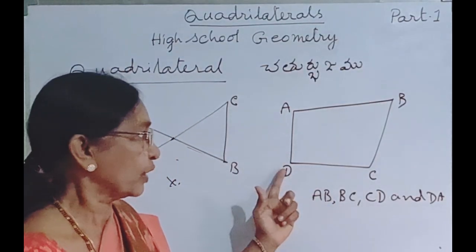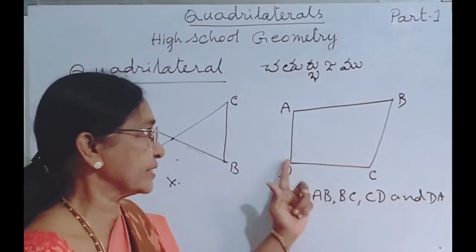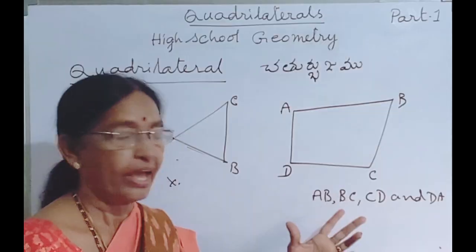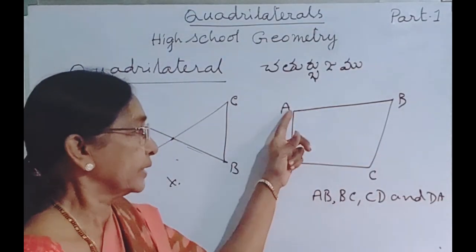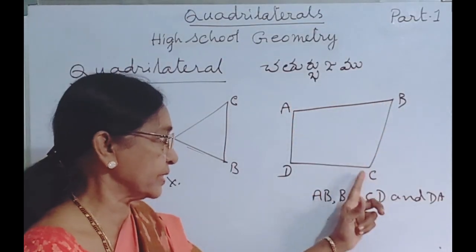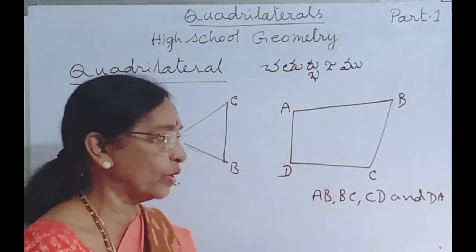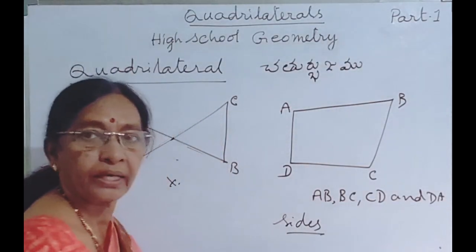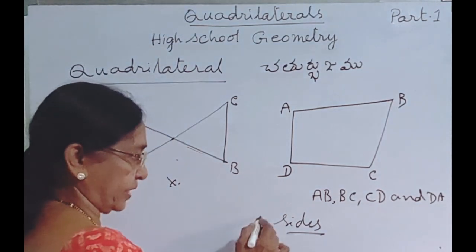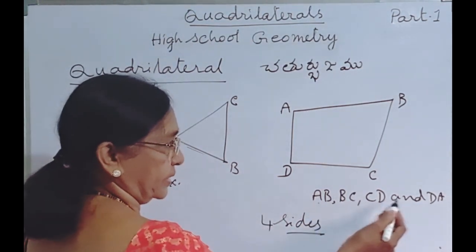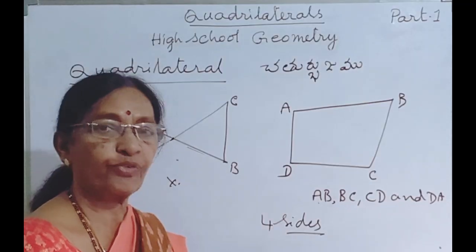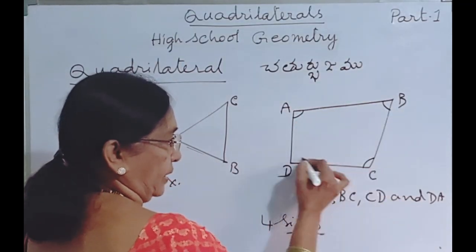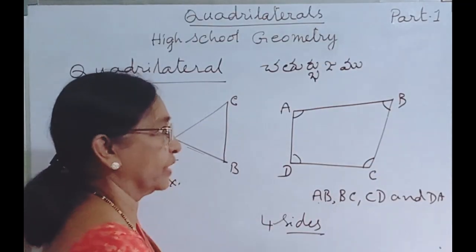So for a quadrilateral there are 4 vertices A, B, C and D, or the points are called the vertices, and the line segments AB, BC, CD and DA are called the sides of the quadrilateral. A quadrilateral has 4 sides, namely AB, BC, CD and DA, and it has 4 angles. These are the 4 angles of the quadrilateral.